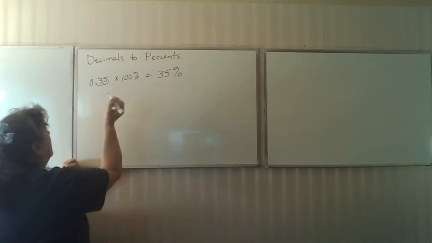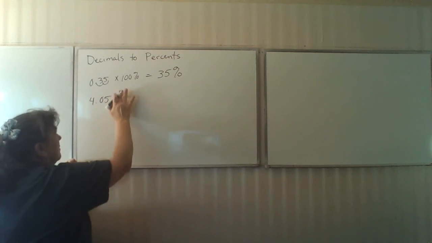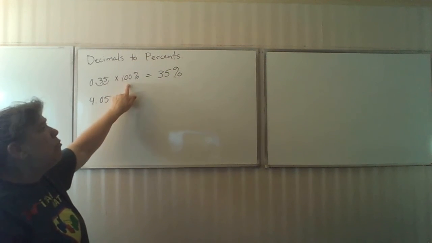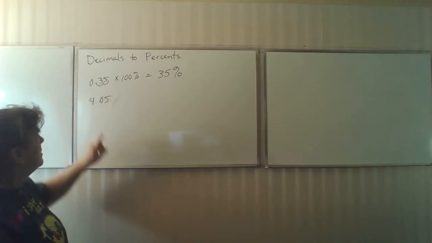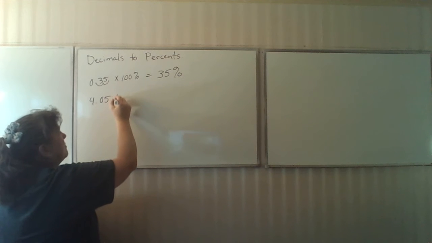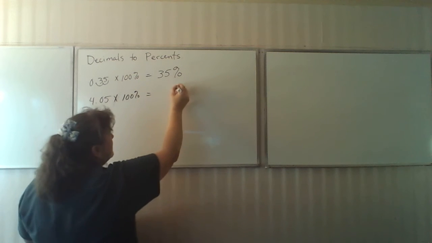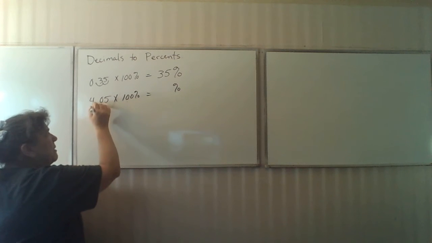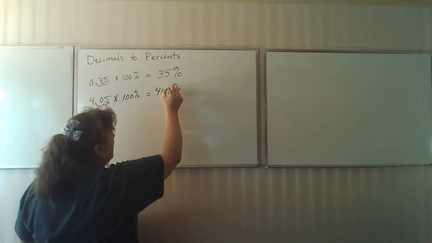Let's look at 4.05 decimal. Okay, look, 4 is a whole number. That means my percent is going to be more than 100%, because 100% is the same as 1. So I'm going to be more than 100%, so I'm going to multiply this times 100%. Remember, put my percent sign down because that's what I'm multiplying by. And 100 times a number moves my decimal 2 places to the right, making 405%.